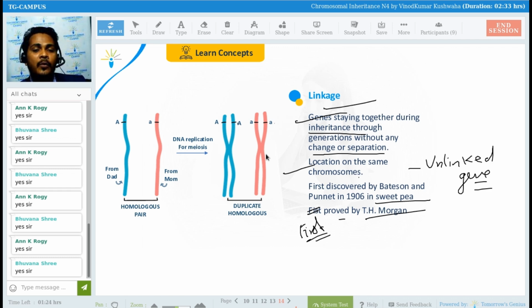So for linkage he also used the same organism as he used in the chromosomal theory, that is Drosophila melanogaster, because the chromosomal theory is related to linkage, right? So how this chromosome theory of linkage works, they are linked, that he proved.